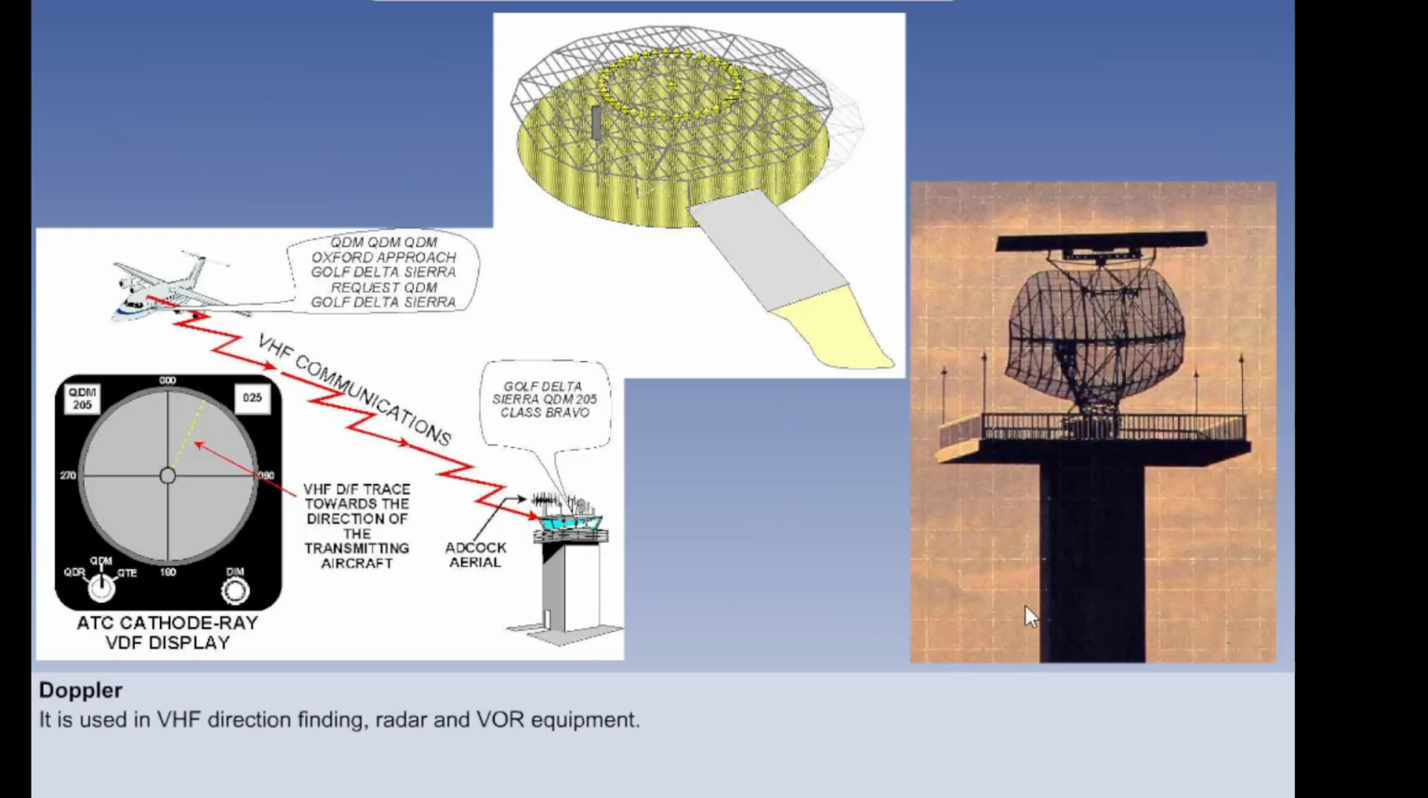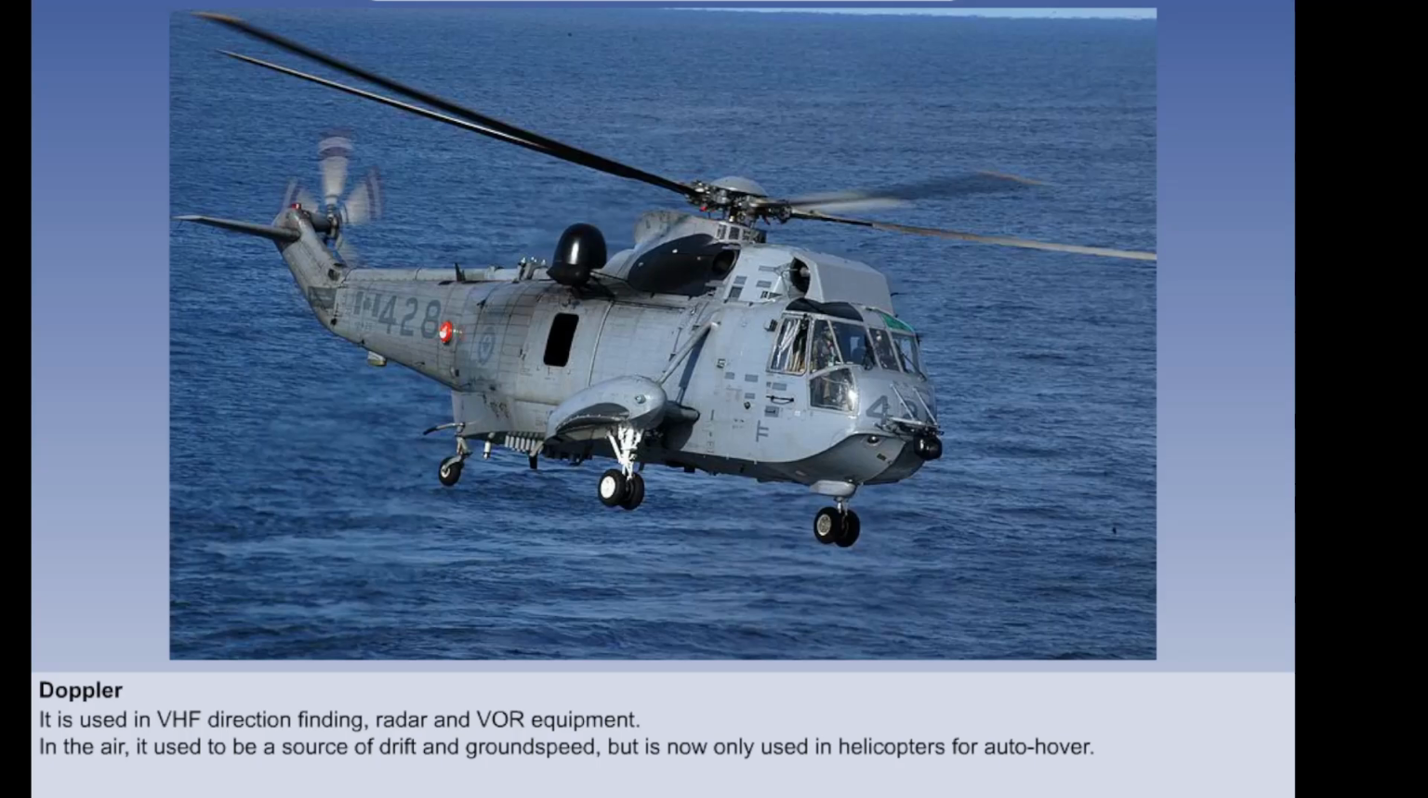The Doppler principle is used in VHF direction finding, radar, and VOR equipment, all of which we will look at in their own lessons. In the air, it used to be a source of drift and ground speed, but is now only used in helicopters for auto-hover. This concludes the lesson on Doppler.